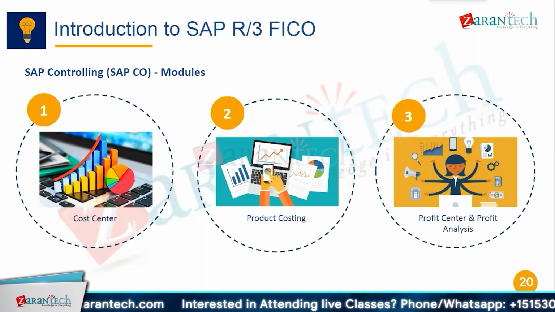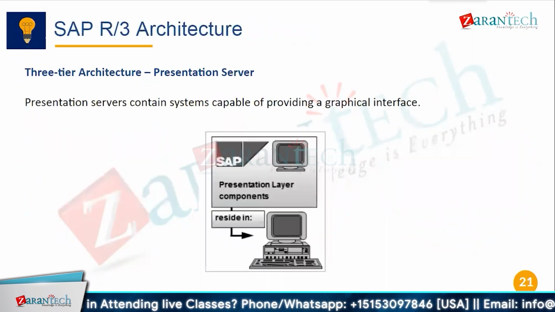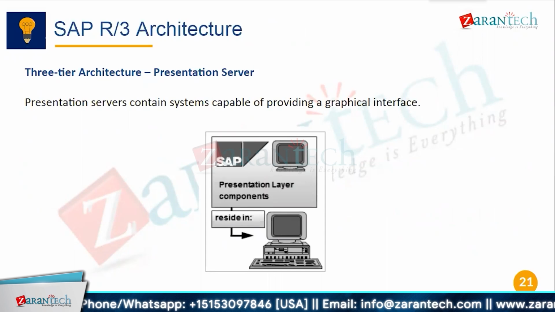Sir, I understand SAP FICO. What about R/3? Yeah, okay, I'm just getting to R/3. So what do we call R/3? R/3 is basically what we call the SAP architecture. It is a 3-tier architecture.